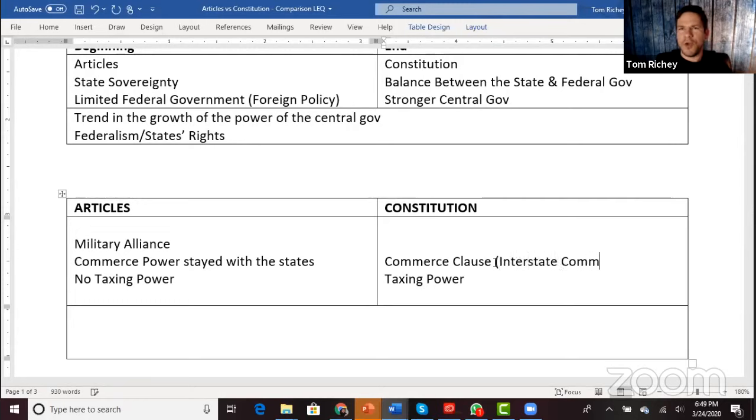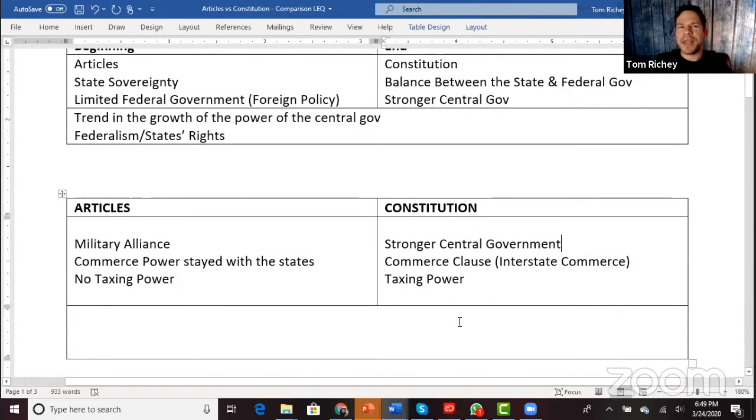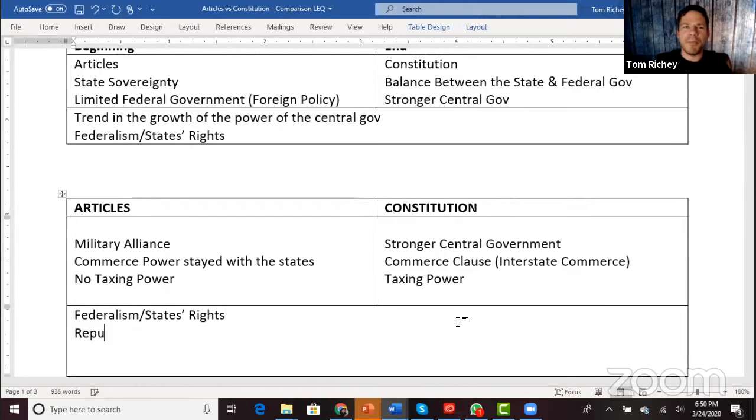Okay, now here we see a stronger central government. And again, similar to what we said here, it's really in terms of how you frame your argument, because a lot of the same stuff is going to happen here. So when we think about the Articles and the Constitution, we see that in both cases, federalism, states' rights, they both had a Republican form of government.